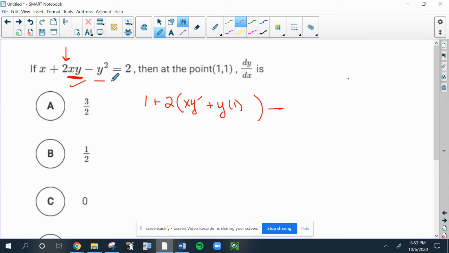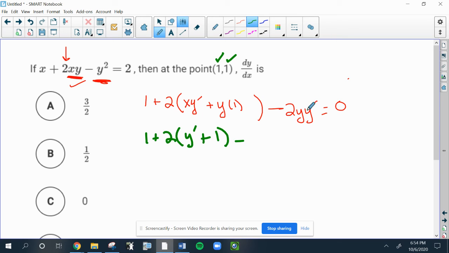And then minus, chain rule on this one. So 2y to the first times the derivative of the inside, which is the derivative of y. And this equals the derivative of 2, which is 0. Now, you can go through all the simplifications, solve for y prime, and then plug this in. But as I usually say, if you're dealing with numbers, there's no reason to simplify. A lot of times it's easier to deal with the numbers. This means plug in 1 for x and plug in 1 for y. So I'm going to do that right now. It's going to be easier. 1 plus 2 times x is 1, so y prime, plus y is 1, plus 1 times 1, minus 2 times 1 times y prime, 2y prime, equals 0.